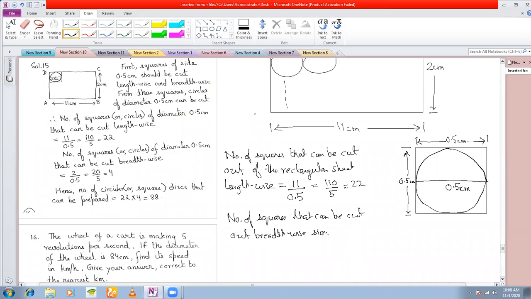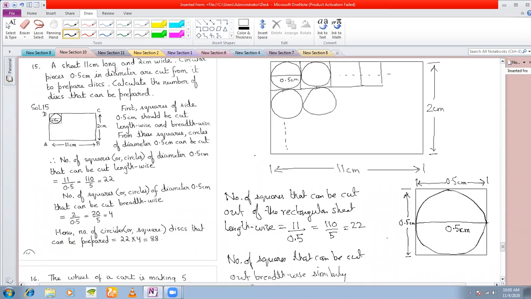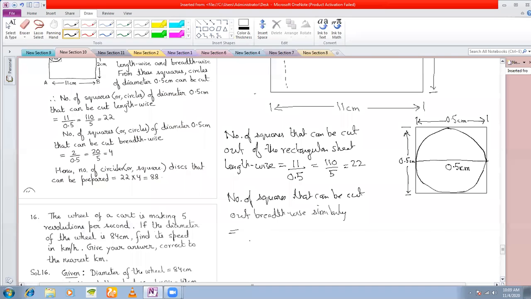Similarly, what is the breadth here? Breadth here is 2 centimeters, and each side of a square is 0.5. So now how many squares can be cut out breadthwise? 2 divided by 0.5, so that is 20 divided by 5. You can only cut out 4 squares breadthwise.